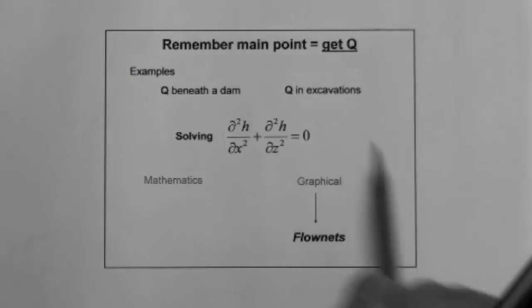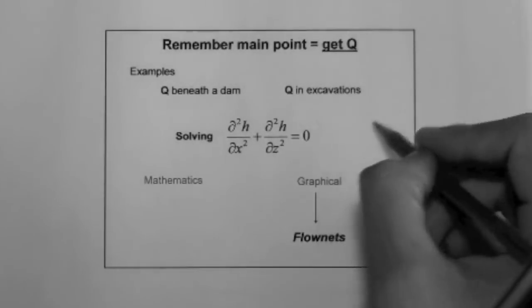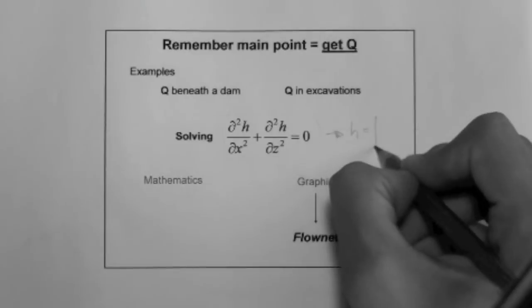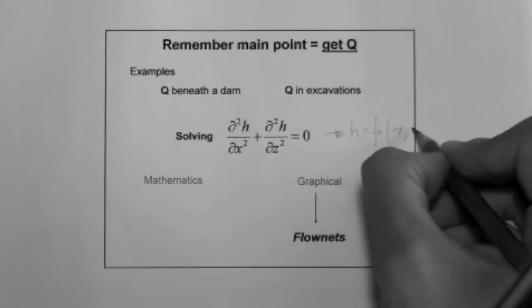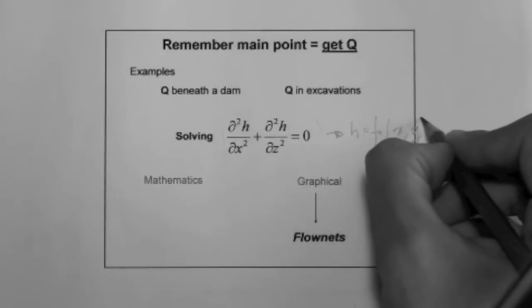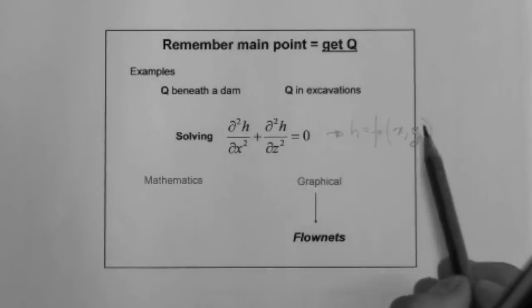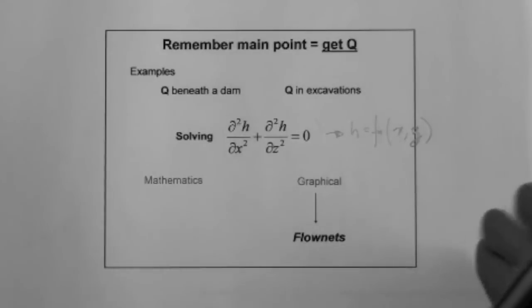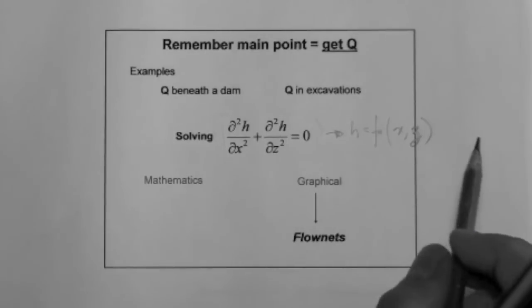Well, we said that if we are able to solve this equation, we would get essentially an equation like this. We would get the head at any point, the point given, of course, by the coordinates x and z. Which points? Well, the points that are associated to the geometry of the seepage.